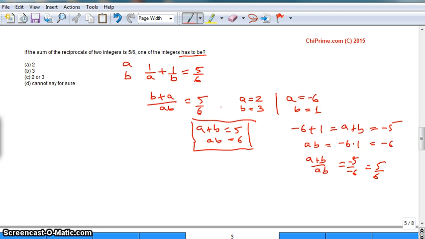A plus b could be -5 and ab could be -6. They could both share the minus sign, and in that case the ratio gets rid of the minus sign, and then you're left with the same 5/6 that you wanted to begin with. So one of the integers does not have to be 2 or 3. It could be -6 or 1 instead. So the option we need to choose here is option D.